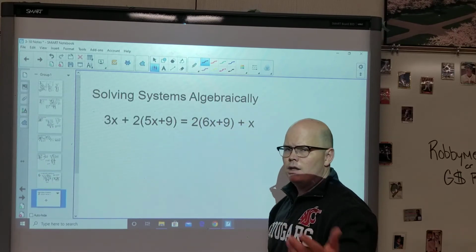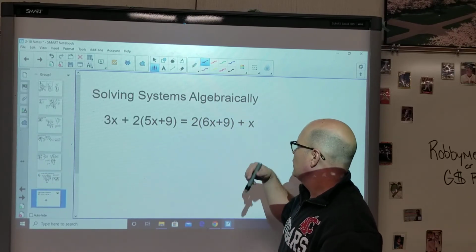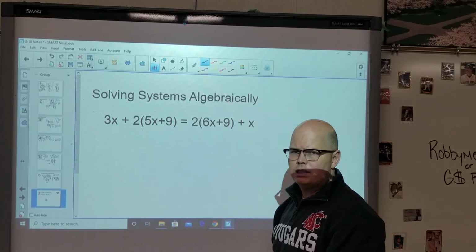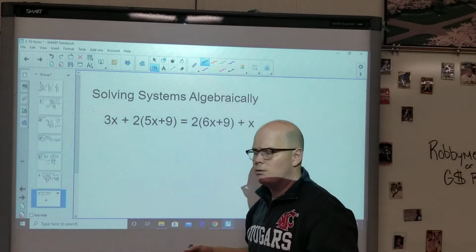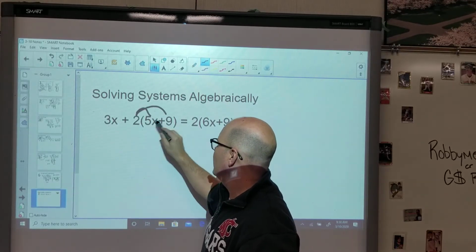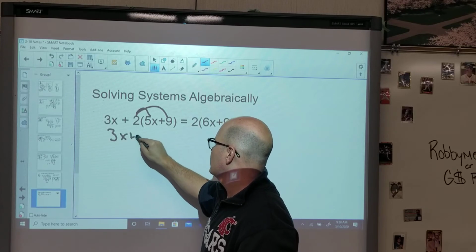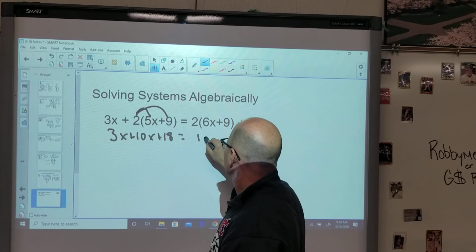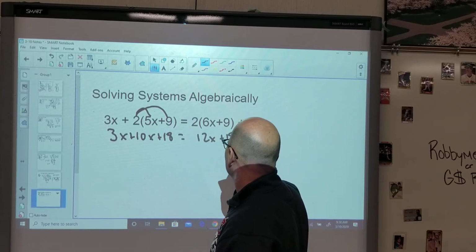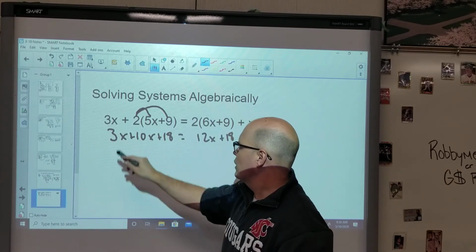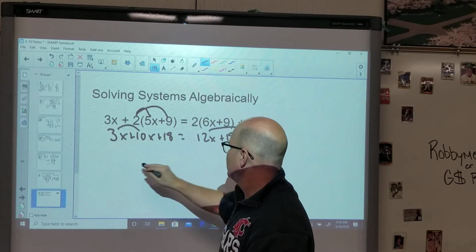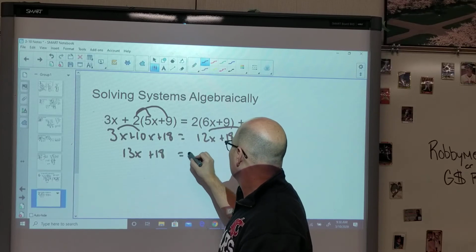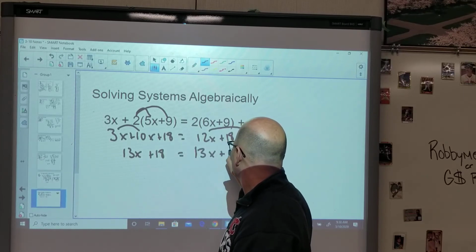Now, if we're looking at the other one, solving systems algebraically, this one looks a little more complicated, so I'm going to distribute and combine on each side just to simplify my equation and see what I'm dealing with. So I'm going to move that guy in here. Now I have 3x plus 10x plus 18 equals 12x plus 18 plus x. I'm going to combine my like terms on both sides. Now I have 13x plus 18 equals 13x plus 18.